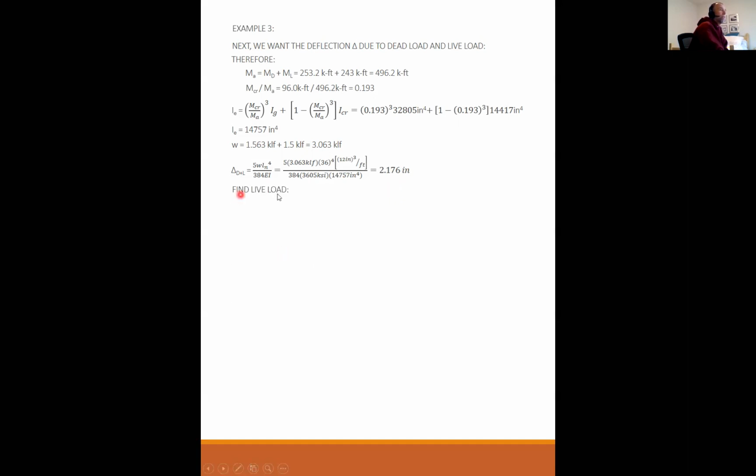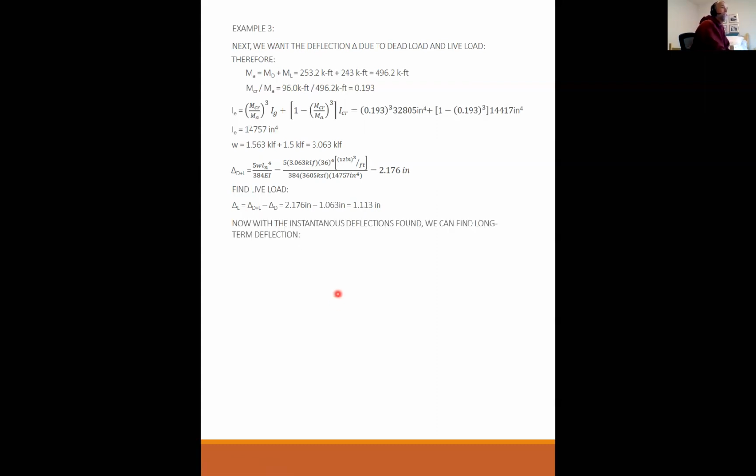If I want to find the live load deflection, you can only find it by subtracting the dead load out of the total load. You can't calculate the live load directly because of these factors, but you can calculate the total load and then take away from that the dead load. What you have left over is the live load. So live load is the total load minus the dead load, 2.176 minus 1.063, which is 1.113 inches.